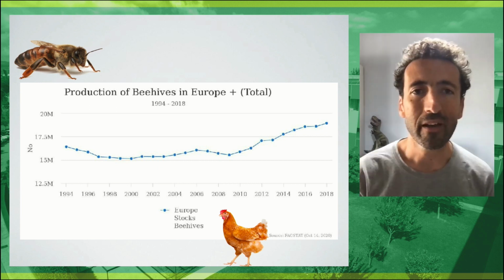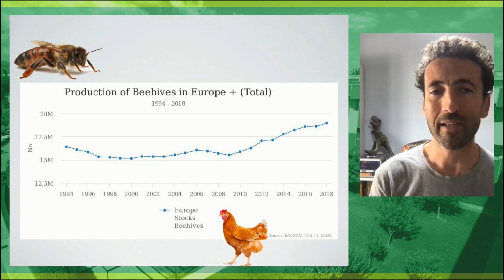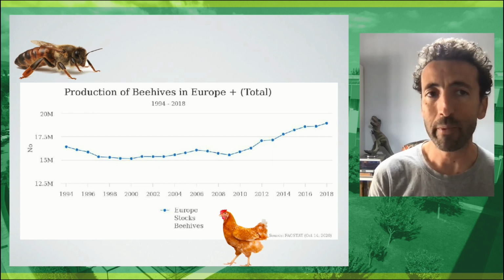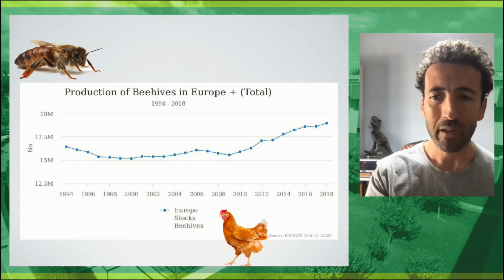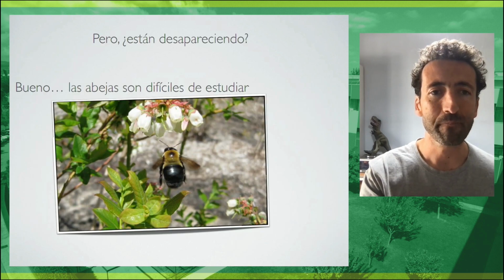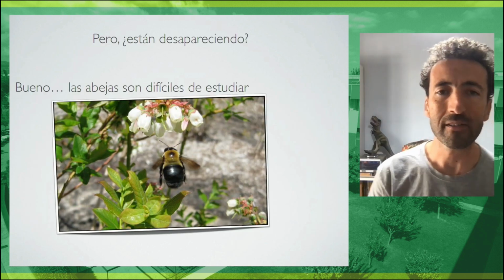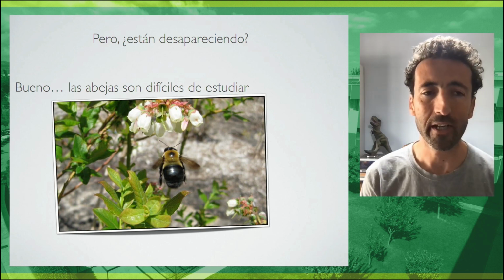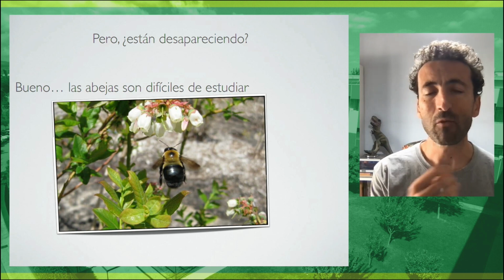For example, I'll give you a comparison. Imagine we want to preserve the biodiversity of birds, and for that we just start creating more chicken farms, but that's not going to help with the wild bird biodiversity. So what's happening with the rest of bees, the other thousands of species?